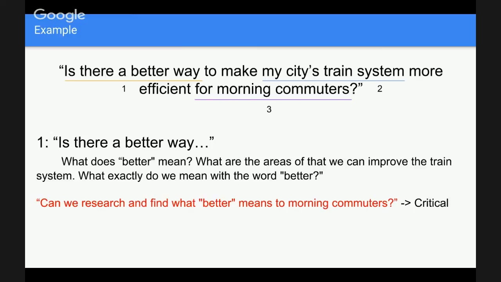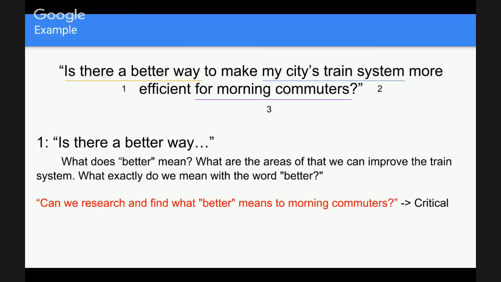Already, better is very subjective. It's a subjective word. So my first question, as I dive into the sentence: what does better mean? I then wrote out other questions. What are the areas of improvement that we can improve in the train system? What exactly do we mean by the word better?